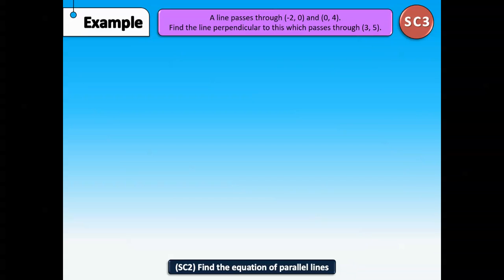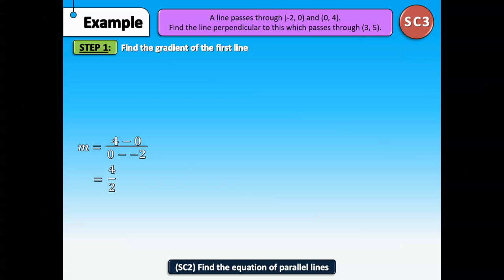So a line passes through (-2, 0) and (0, 4). Find the line perpendicular to this, which passes through (3, 5). So we want to find the gradient of the first line first of all. So we do the difference in y's over the difference in x's. So we do 4 minus 0 over 0 minus minus 2. Remember, two negatives when they're next to each other become a plus. So that's 4 over 2. And 4 divided by 2 is 2.